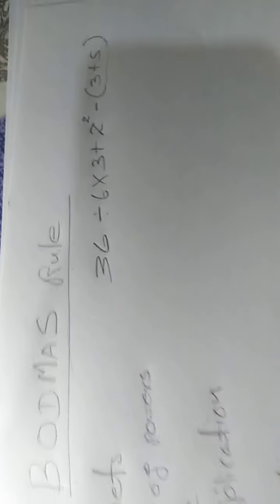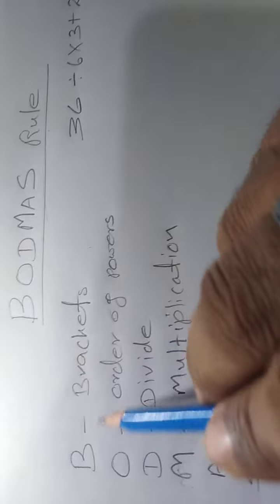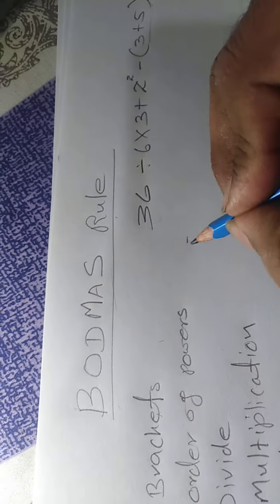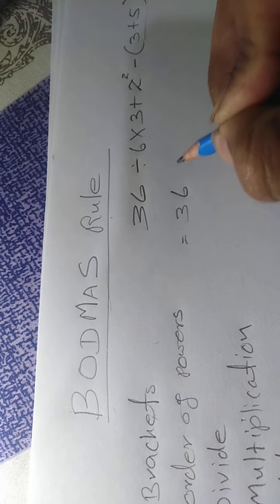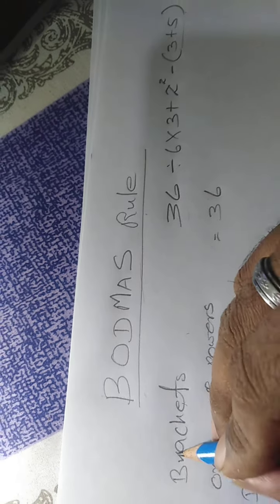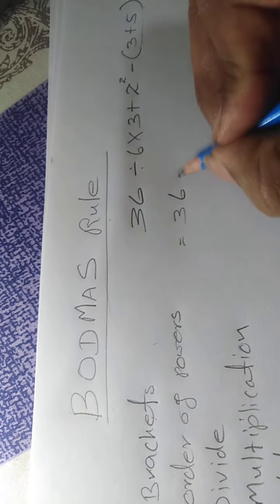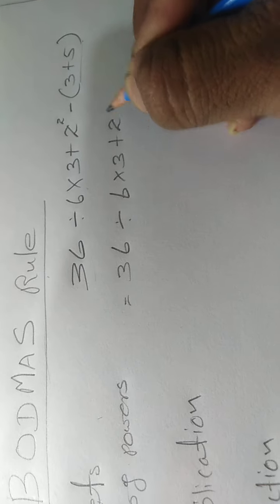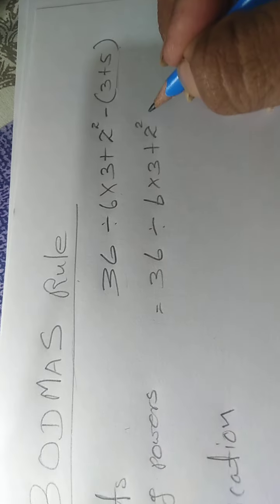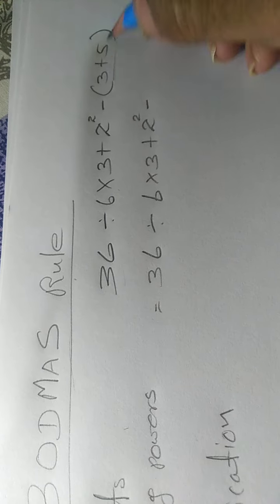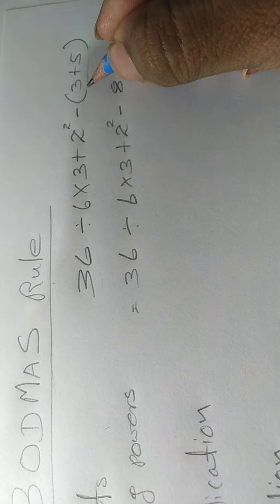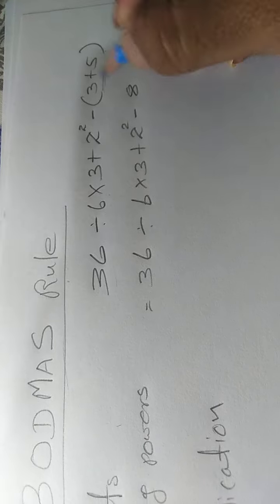So you can see here, B for bracket. We first take the brackets and solve them first, because B is bracket. 6 into 3 plus 2 to the power 2 stays the same. We solve inside the other bracket: 3 plus 5 is 8. First we do this one here.